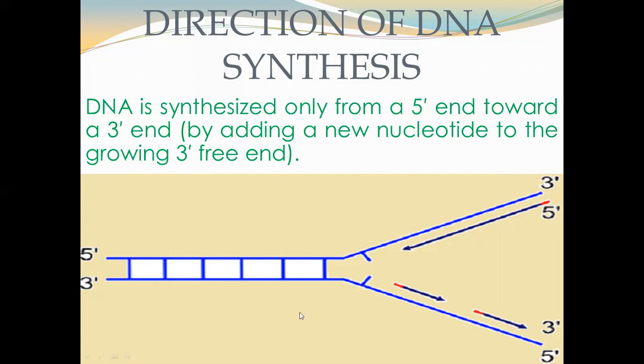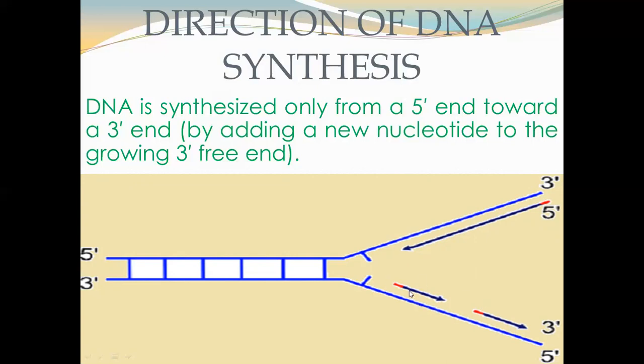So when the replication process starts, these two DNA strands separate from each other. Here are the separated DNA strands. Then DNA synthesis goes on from the 5' end to the 3' end on this strand. On the other DNA strand, which runs from the 3' end to the 5' end, synthesis also goes from the 5' end towards the 3' end.